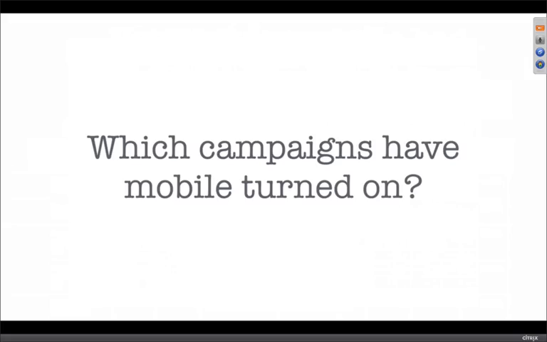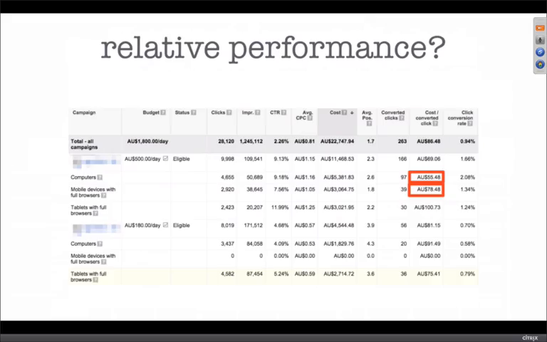So the first thing I want to look at is which campaigns have got mobile turned on. Assuming they have, which is the case here, I've got a CPA of $55 versus $78. Not a lot you can do from a tablet point of view. There's a couple of sneaky tricks, but really tablet and computers are tied together, and there's not much you can do other than one very sneaky trick. I'll tell you about it on the Google Plus community one time.